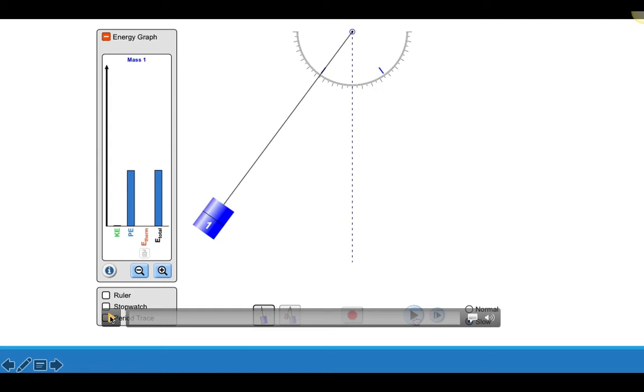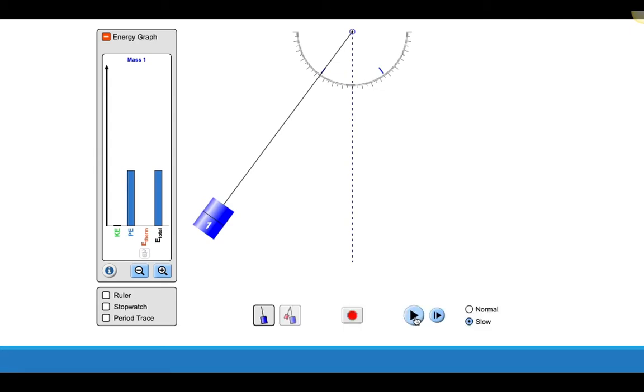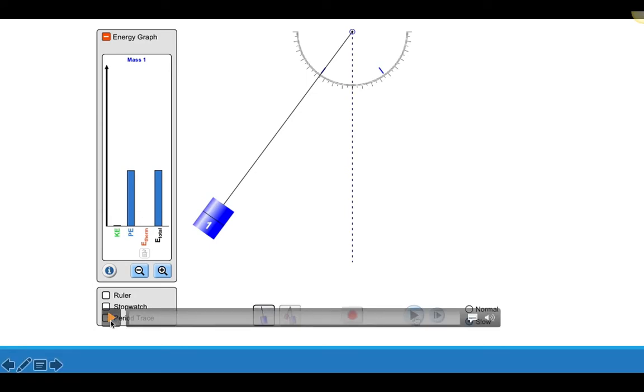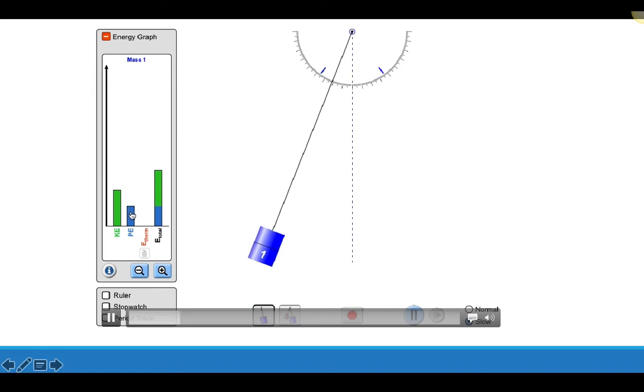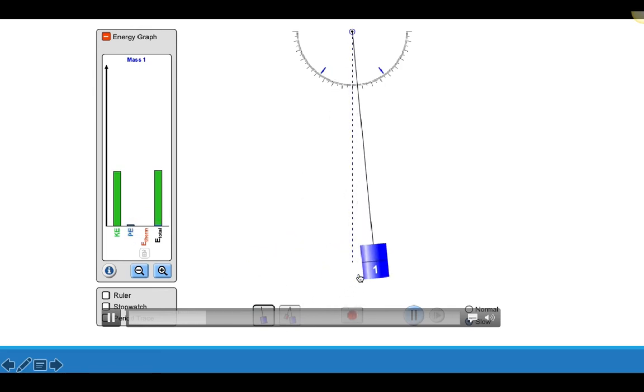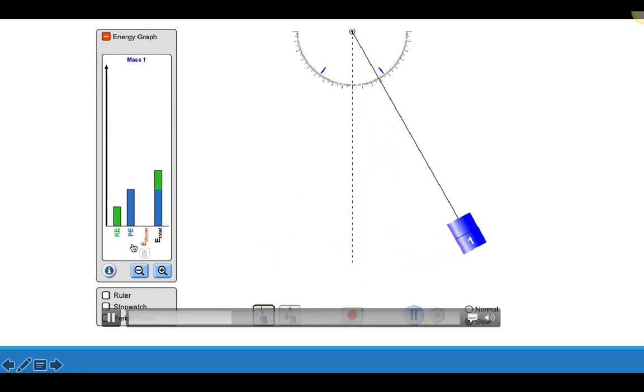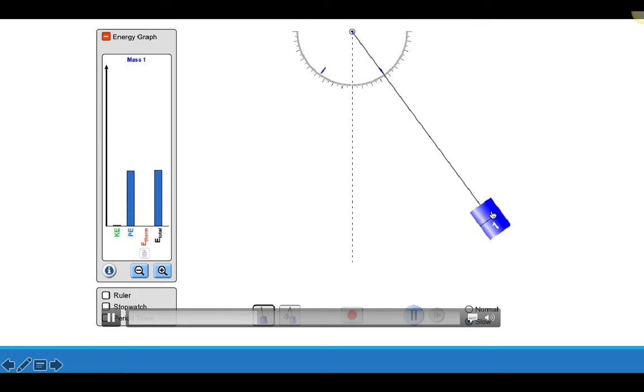All right, there we go. So once I hit the play button, we can see what's going to happen, and I have this in a slow motion mode so that we can see it. So as this is released, the potential energy decreases. When it gets to the bottom, it has a lot of kinetic energy.